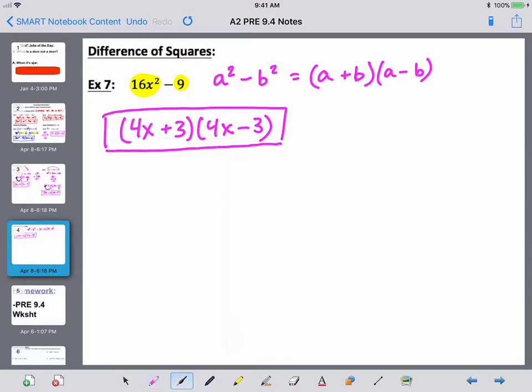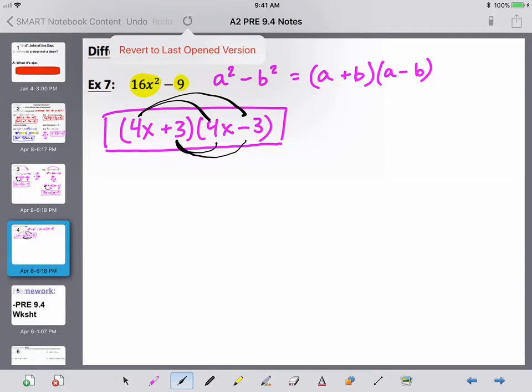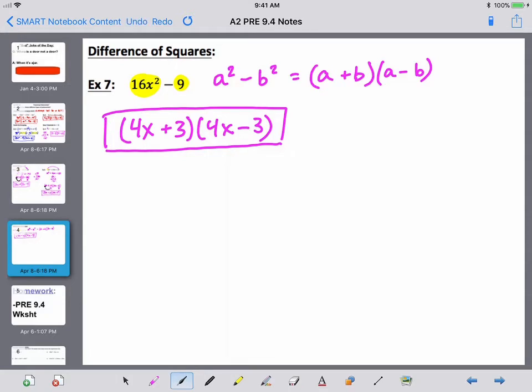And then notice if you would FOIL this all out, 4x times 4x would give you 16x squared. 4x times negative 3 would be negative 12x, and this would be plus 12x, so those would cancel, and then at the end you would just have that negative 9. Alright, so it turns out that the two terms in the middle with the x's cancel out, and that is why you end up with just a difference of two squares.